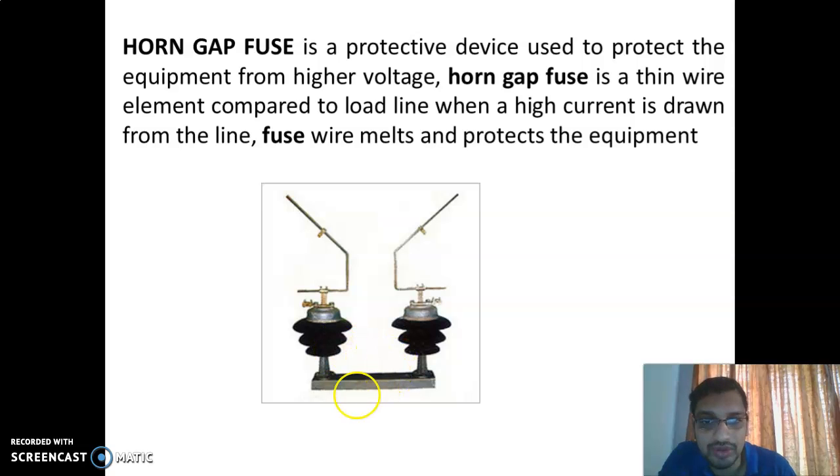Then the horn gap fuse. You can see a horn gap fuse diagram. Here there is a fusing element. When a large current flows through the horn gap fuse, the fuse wire melts and disconnects the circuit.